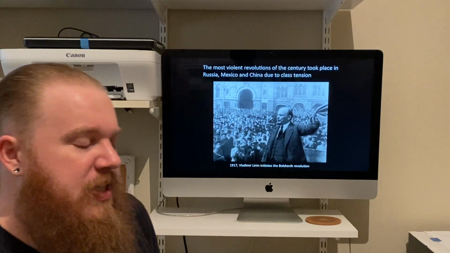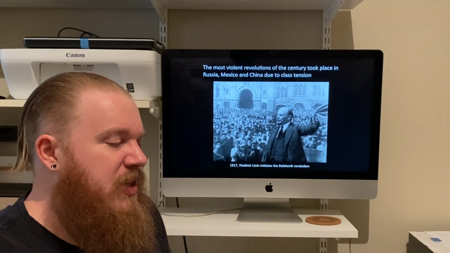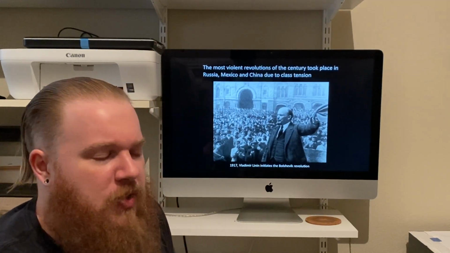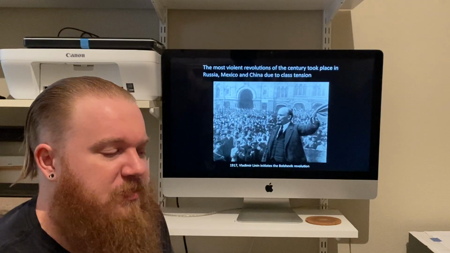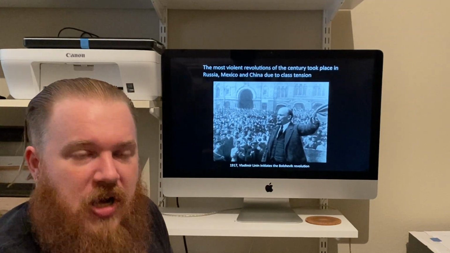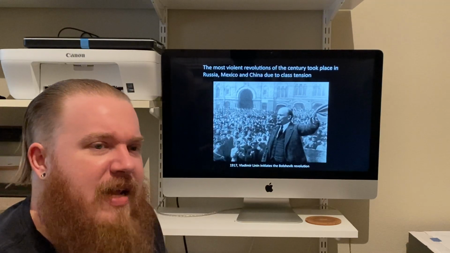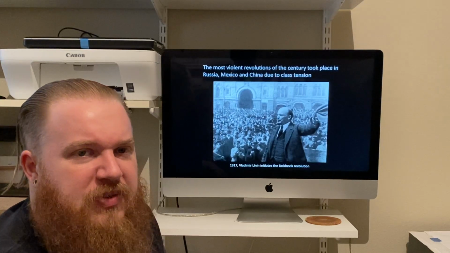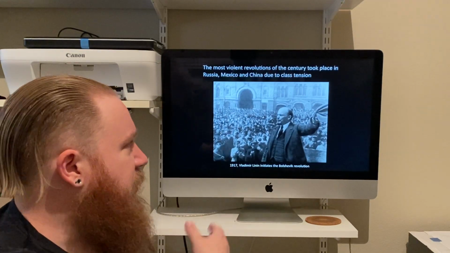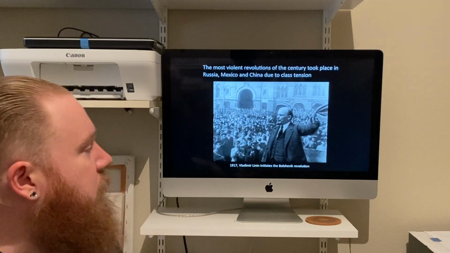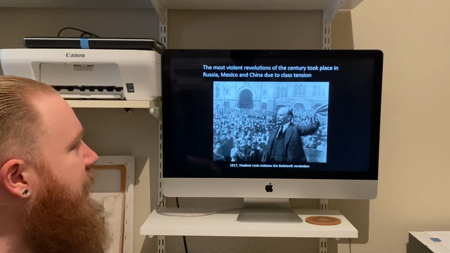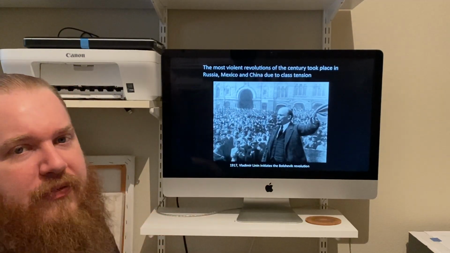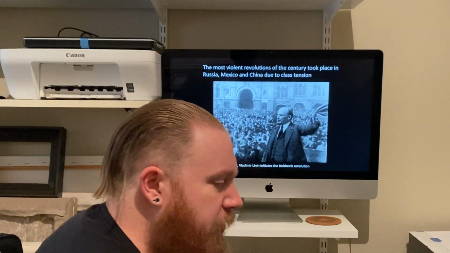But similarly, in the beginnings of the 20th century, we see some of the most violent revolutions of the century taking place in places like Mexico, Russia, and China in particular. Whereas the 19th century is categorized by the American and French revolutions, the 20th century is really kicked off by these major revolutions elsewhere. So here we can see Vladimir Lenin initiating the Bolshevik Revolution in 1917. This goes on to create the first communist country in the world.